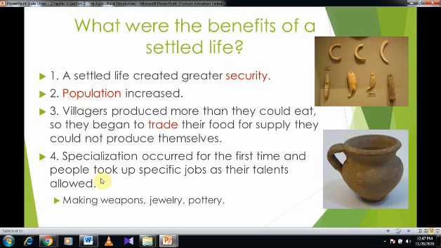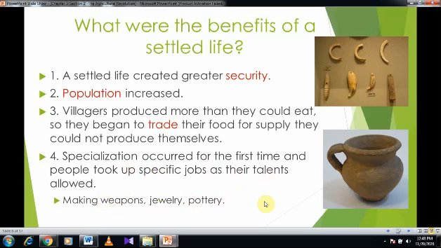After trading, for the first time, the fourth advantage, specialization, occurred. Specialization means that they now have free time. They do not have to run after animals. They do not have to run from one place to another to find a good shelter or a good source of food. They have farming, they have a stable source of food. So now they have extra free time. This extra free time allowed people to explore their talents and find jobs other than farming. These other jobs included making weapons, jewelry, and pottery.